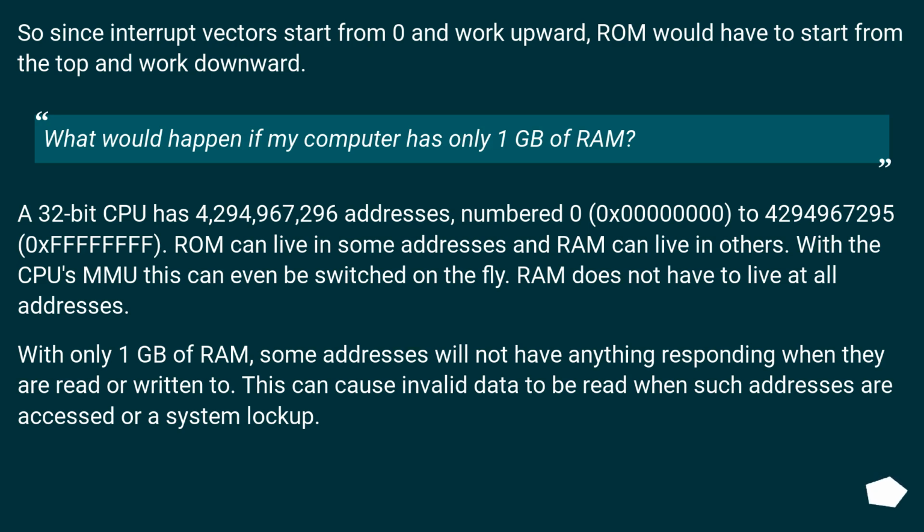A 32-bit CPU has 4,294,967,296 addresses, numbered 0x00000000 to 4,294,967,295, 0xFFFFFFFF. ROM can live in some addresses and RAM can live in others. With the CPUs, this can even be switched on the fly. RAM does not have to live at all addresses. With only 1 GB of RAM, some addresses will not have anything responding when they are read or written to. This can cause invalid data to be read when such addresses are accessed or a system lockup.